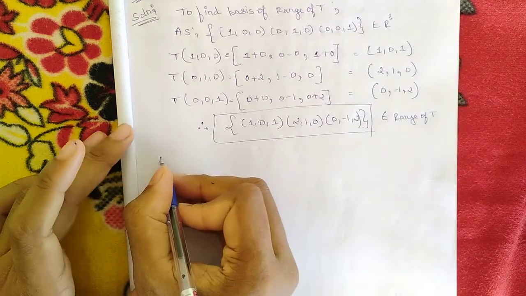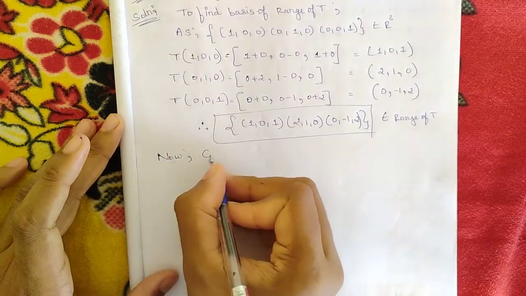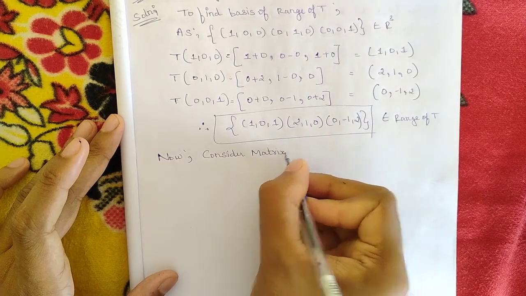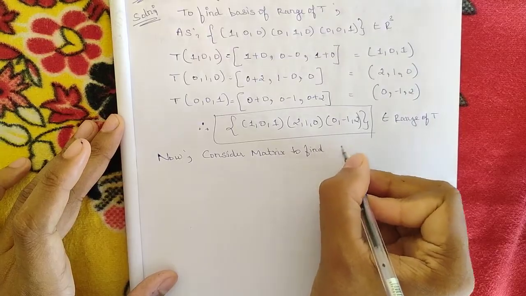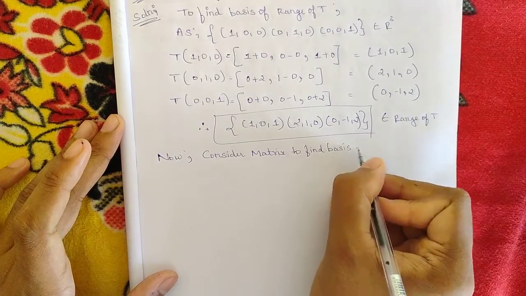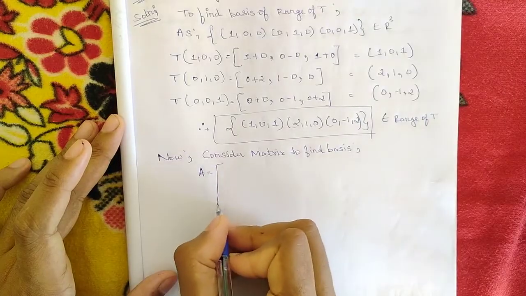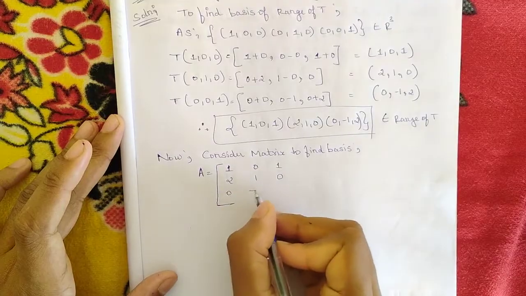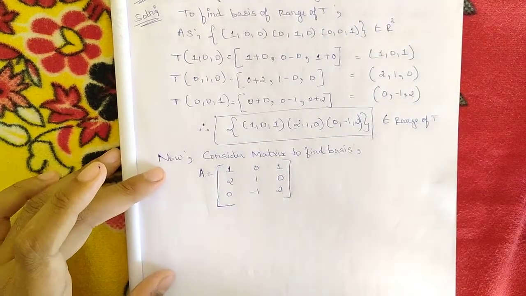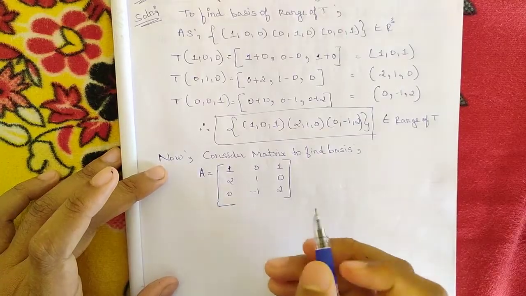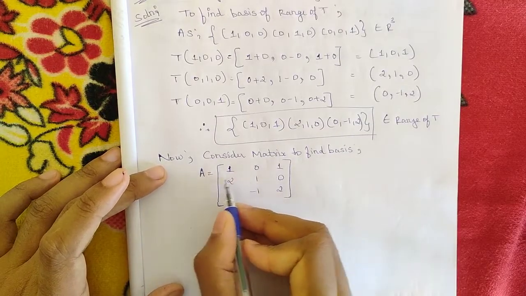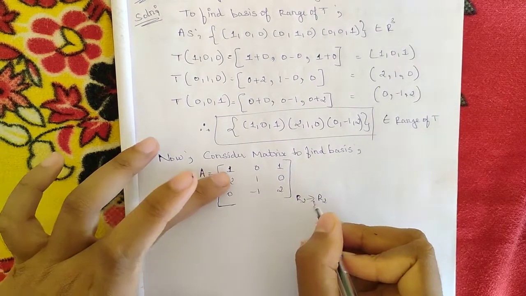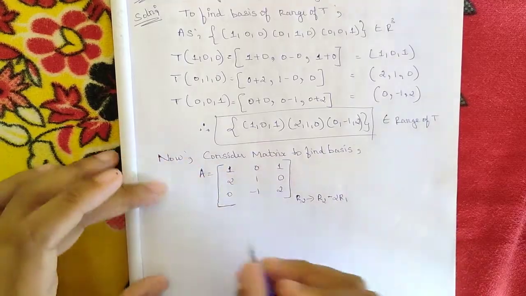Now considering the matrix, to find the basis, consider matrix A in general: 1 0 1, 2 1 0, 0 minus 1 2. Here these two elements should be made equal to 0. Here it is already equal to 0, so just consider the second row, that is R2, change with respect to the first row, that is R2 minus 2 times R1.